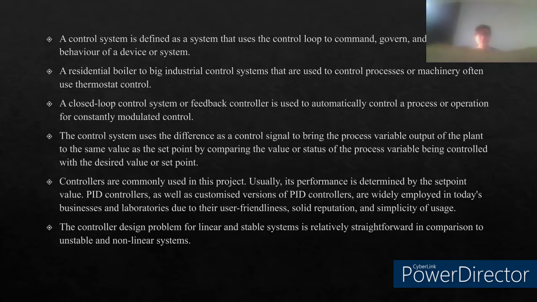The control system uses the difference as a control signal to bring the process variable output of the plant to the same value as the set point, by comparing the value or status of the process variable being controlled with the desired value or set point. Controllers are commonly used in this project. Usually, its performance is determined by the set point value.